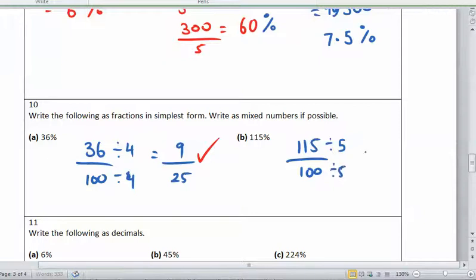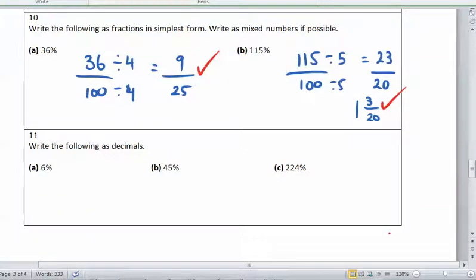5 and 5. That's going to go in 23 times, and that's going to go in 20 times. Can you simplify that? No, because 23 is a prime number. Mixed numbers, so that's the same as 1 and 3/20. Very good. Read the question carefully. Very good. Write the following as decimals.